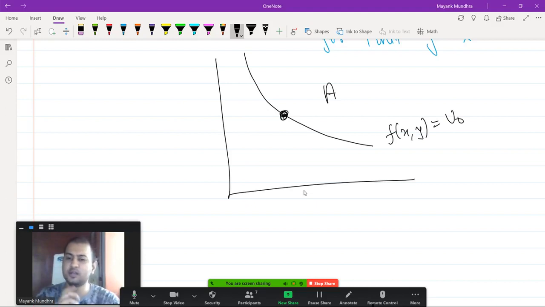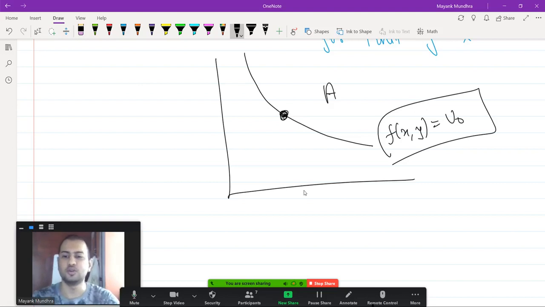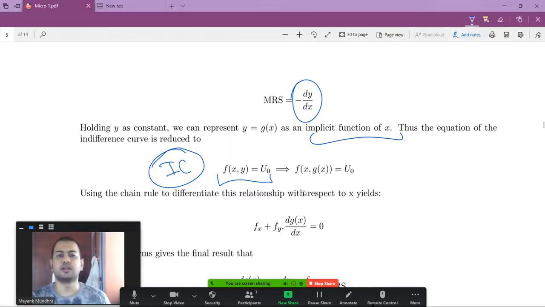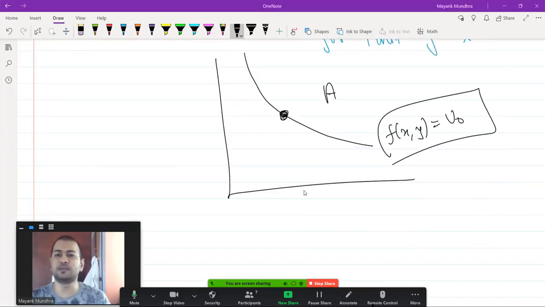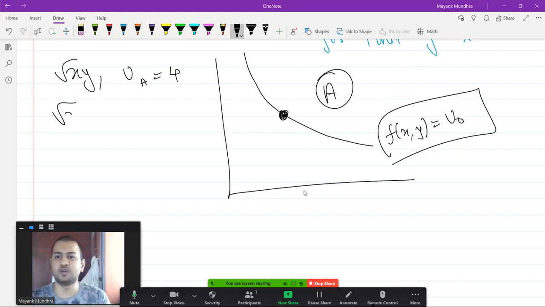It will have some equation. I don't care what that equation is. I am saying let's say that equation is f of x comma y equals u naught. Okay. Now I am going to say that in explicit form this function is y equals g of x. Okay. So what I am saying is, suppose the utility function is root xy and the utility at point A is equal to 4. So the equation becomes under root xy equals 4. This is the equation in implicit form. Okay, we call this the implicit form.